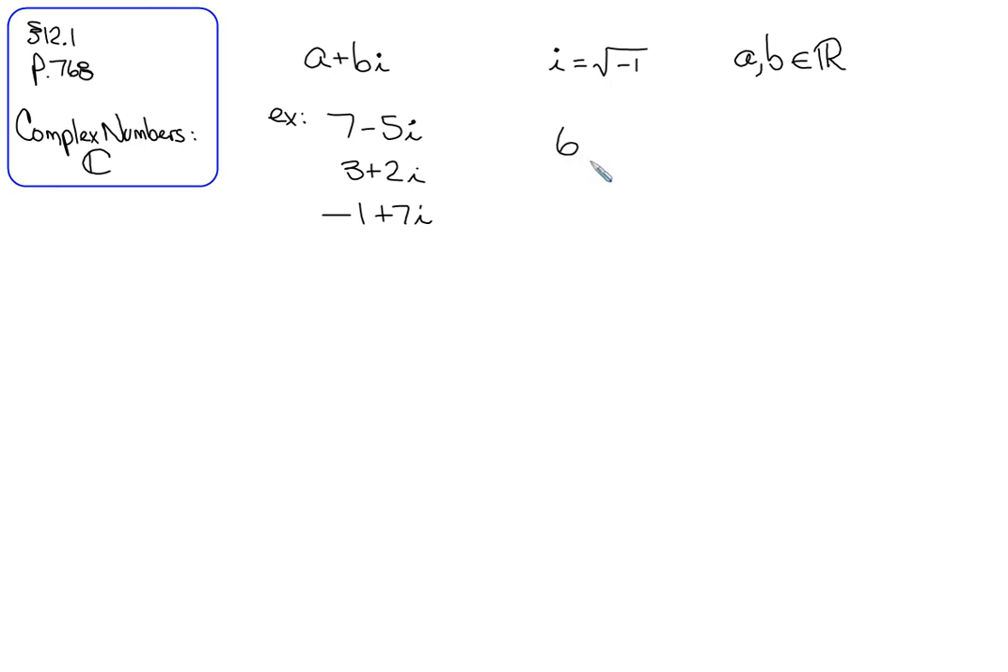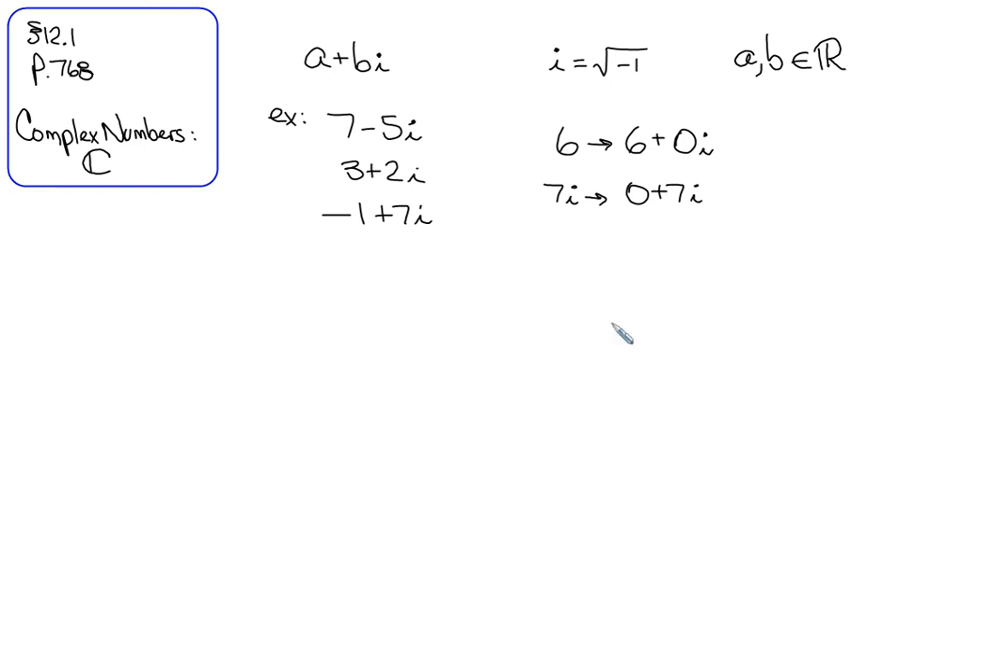We also have things like 6. 6 is actually a complex number because it can be written how? 6 plus what? 0i. And imaginary numbers like 7i can be written as what? 0 plus 7i. So since they can be written exactly in this form, they belong to the family of complex numbers.